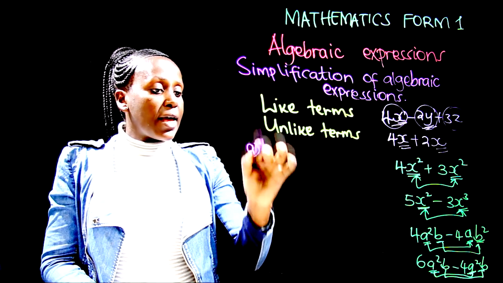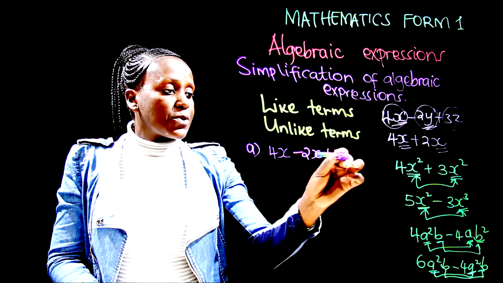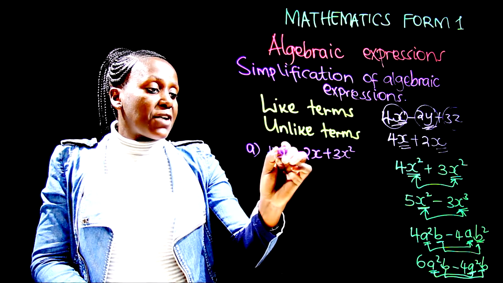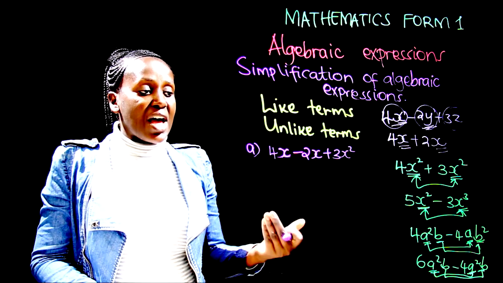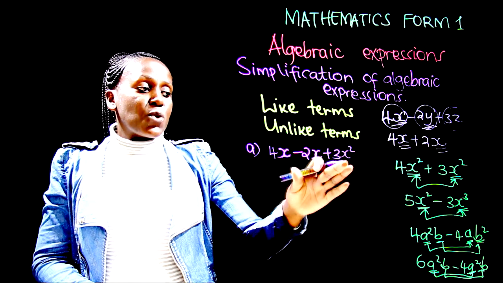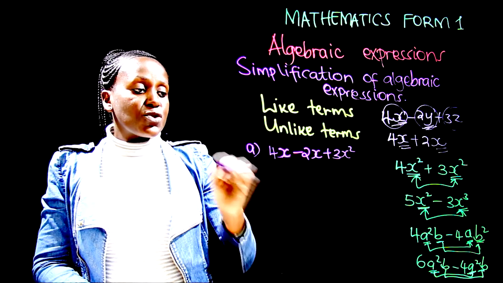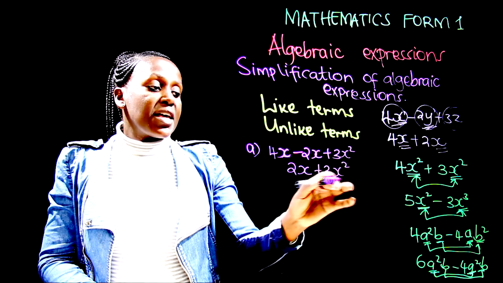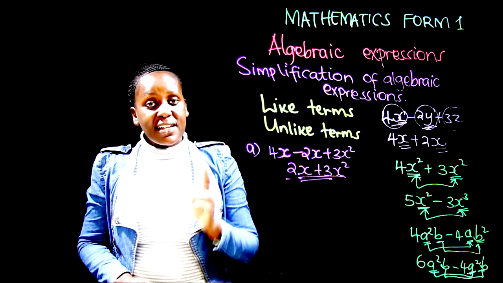If we have example one here as 4x minus 2x plus 3x squared, and we are required to simplify, what would we do? We first identify the like terms and push them together if they are not together. Luckily for us, the like terms are following each other, which means that they are together. So these two are like terms, but 3x squared is unlike because these two do not have a square on x. So we are going to subtract 4x minus 2x to obtain 2x, then plus 3x squared. And that will be the final answer because you cannot add these two because they are unlike terms.